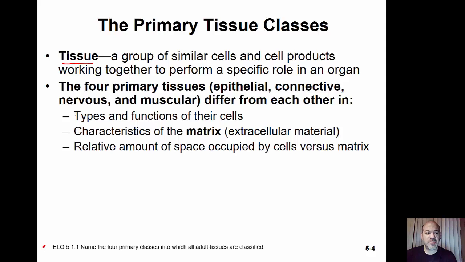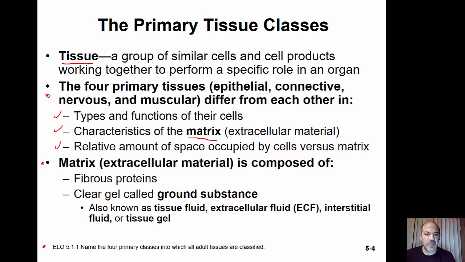The 4 primary tissues are epithelial, connective, nervous tissue, and muscular tissue, and the way they differ are in the types and functions of their cells. They differ in the characteristics of the matrix, or the extracellular material, and they differ in the relative amount of space occupied by the cells versus the matrix. In some tissues, it's mostly made of cells, and others it's mostly matrix with some cells here and there.